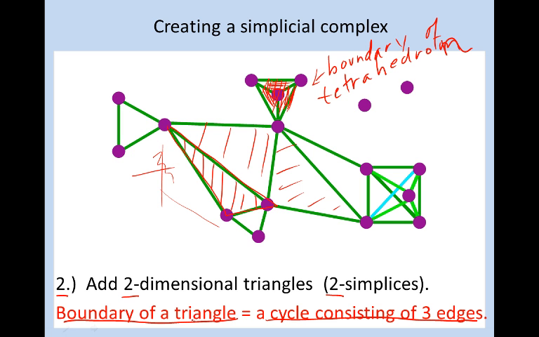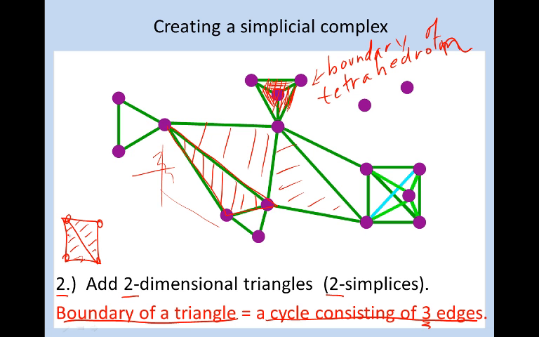Note, I have to have a cycle consisting of exactly 3 edges. That's the boundary of a triangle. So if I have these 4 vertices along with these 4 edges forming a square, I'm not allowed to fill in that square unless I add another edge.